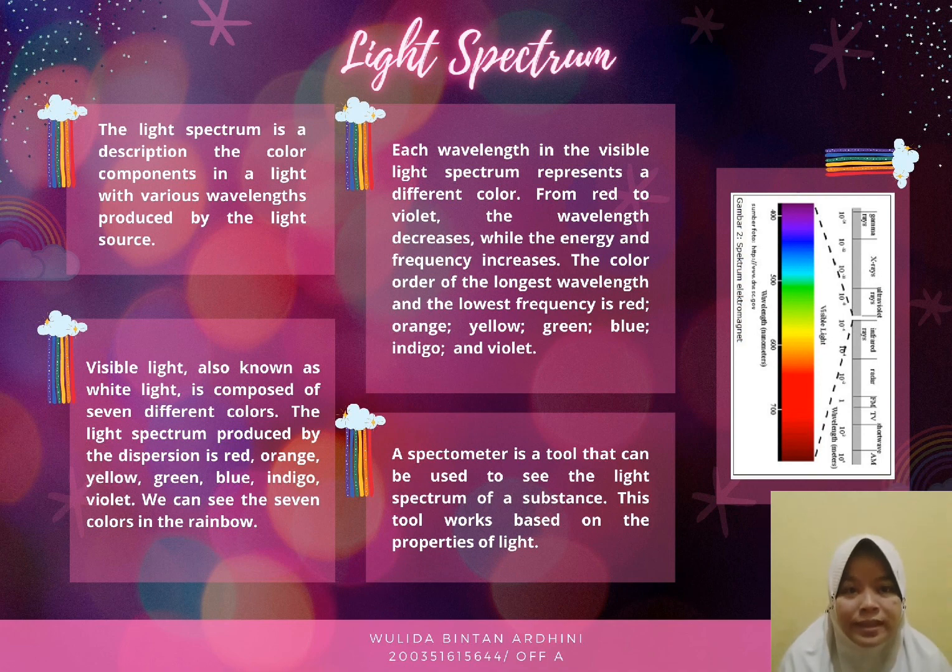A spectrometer is a tool that can be used to see the light spectrum of a substance. This tool works based on the properties of light. The light spectrum of a substance can be emitted when heated to a high temperature to form a gas. The gas is then highlighted with white light until the light spectrum appears.